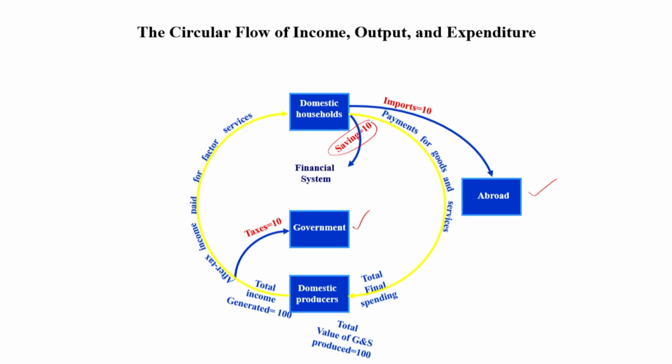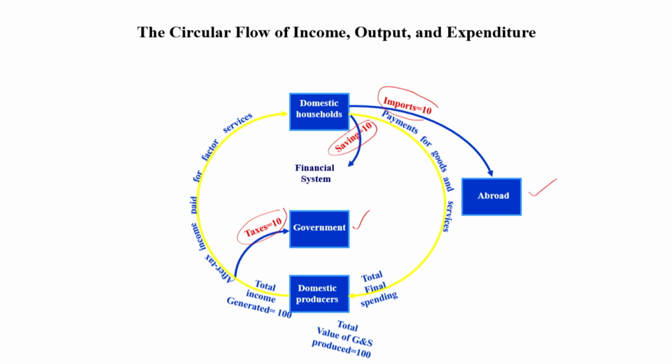And similarly, government collects tax from households and firms. Suppose they collect tax, 10 is the tax. And similarly, we import goods and services from abroad, import goods from other countries. That means out of our total income, for example, 10 we are giving abroad, we are spending abroad. So all these 3 are leakages.